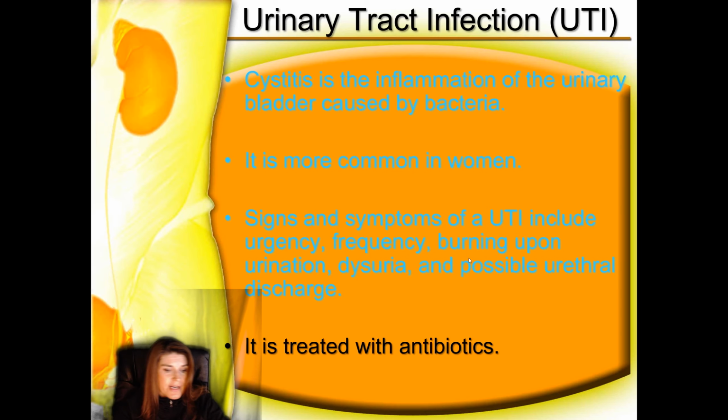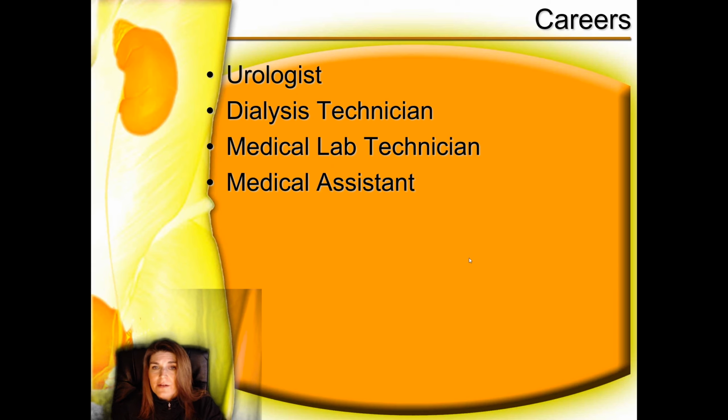So urinary tract infection. Okay, there are some careers that are associated with this system. A urologist would be looking at the urinary system, but urologists will typically also care for some of the male reproductive anatomy. So if Pops is done having kids, he can go have a vasectomy, and a urologist a lot of times will perform that surgery.